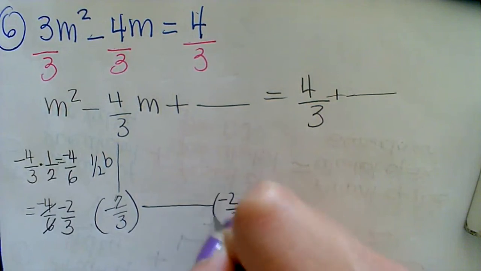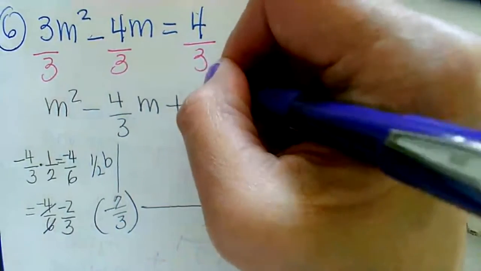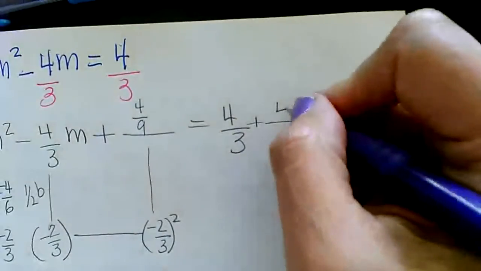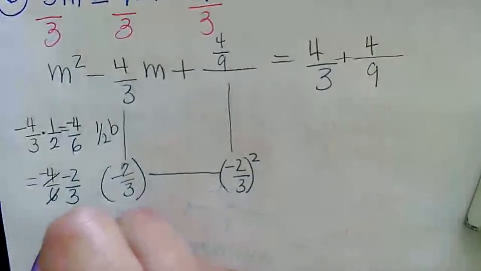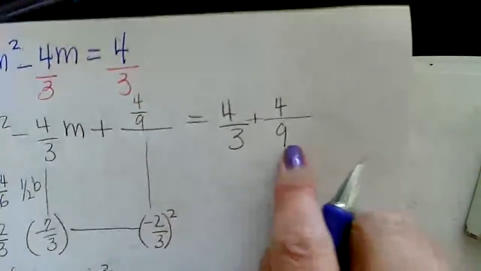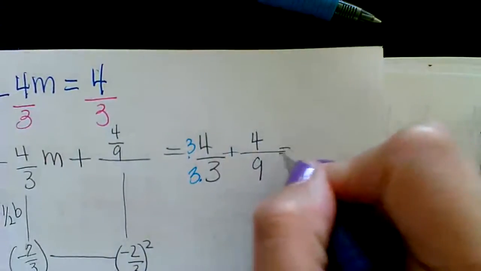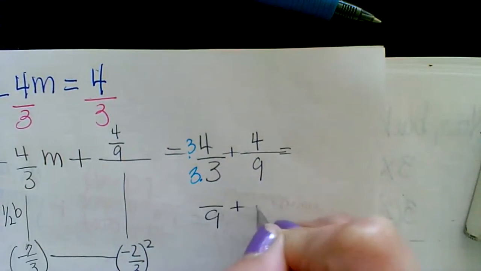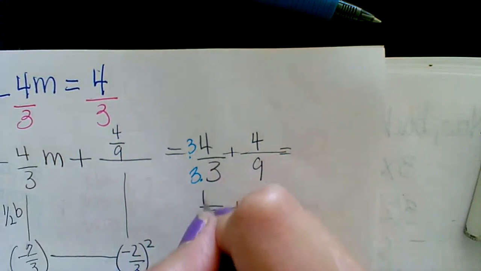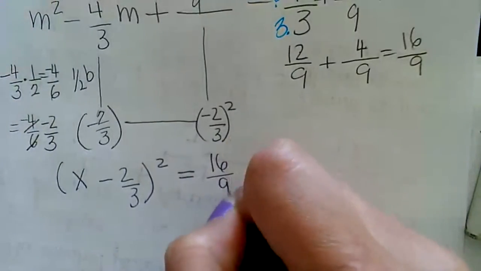We are going to square that. So what do we get when we square it? 4 over 9. And we're going to add 4 over 9 on both sides. So on this side, I have my perfect square. Let's see what I get here. I want both to have the same denominator. So this is going to be 9, 12. So 12 plus 4, 16 over 9. So this is equal to 16 over 9.